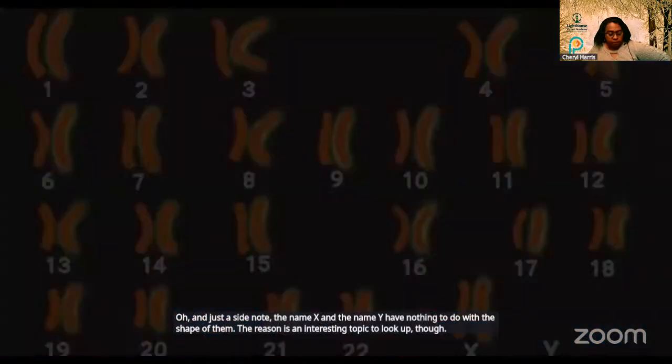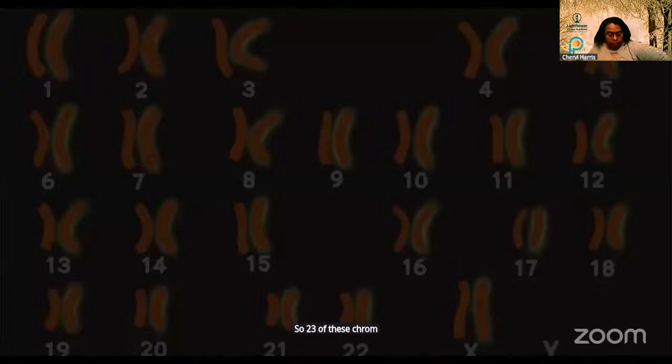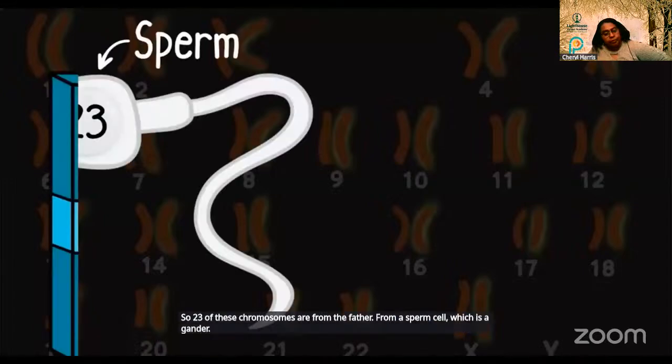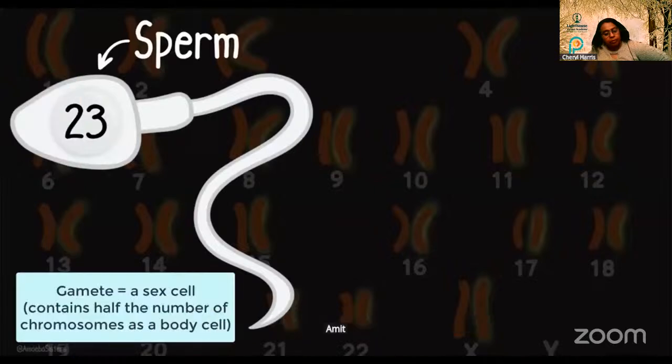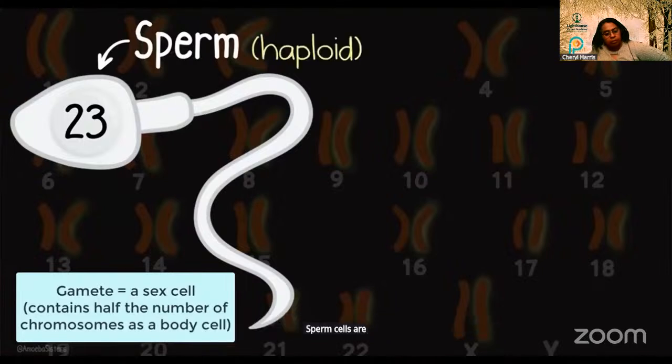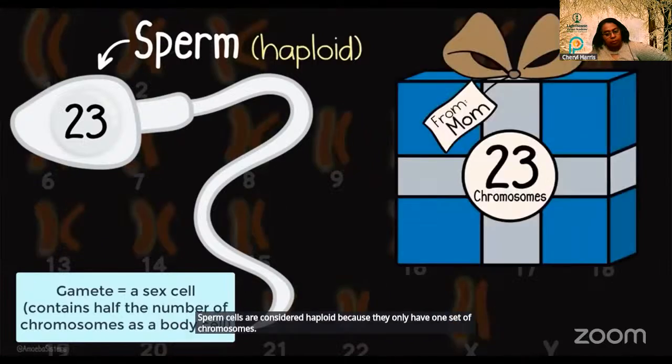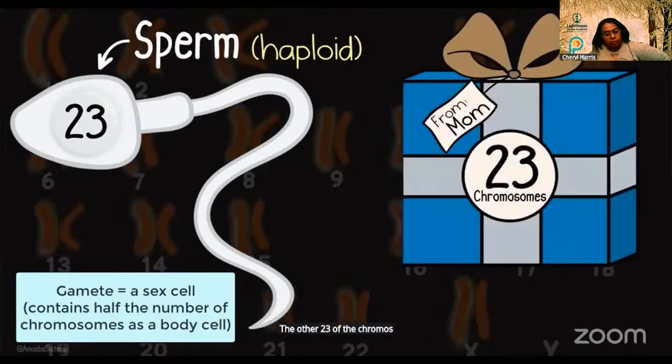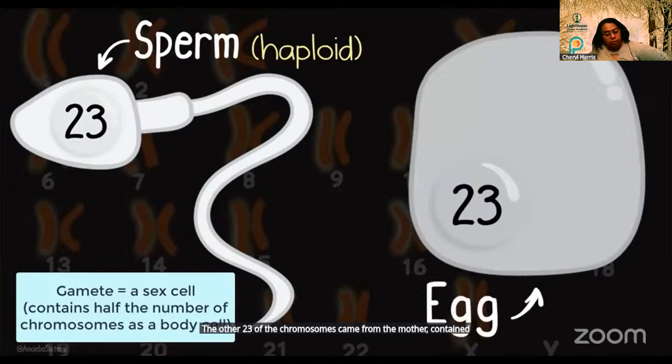So 23 of these chromosomes are from the father, from a sperm cell, which is a gamete. Unlike body cells, gametes have half the number of chromosomes as body cells. Sperm cells are considered haploid because they only have one set of chromosomes. The other 23 of the chromosomes came from the mother, contained in an egg, which is also a gamete. An egg cell is haploid because, like the sperm cell, it contains only one set of chromosomes.